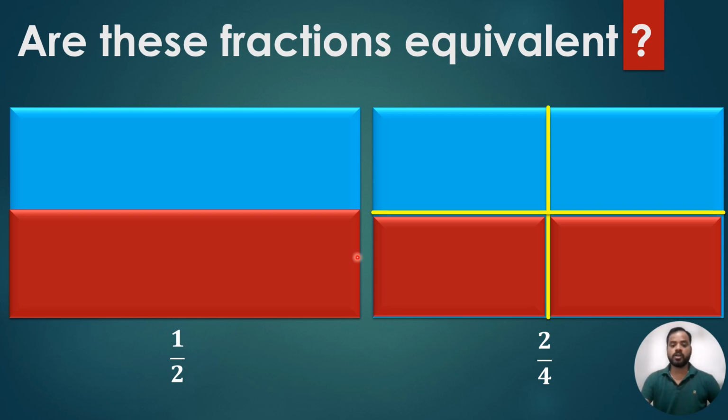Yes, because when we cut 2 from 4, it will give 2 ones are 2, and it will give 2 twos are 4. So what we will get? 1 by 2. Therefore, these fractions are equivalent. Okay, now let us go through the next question.